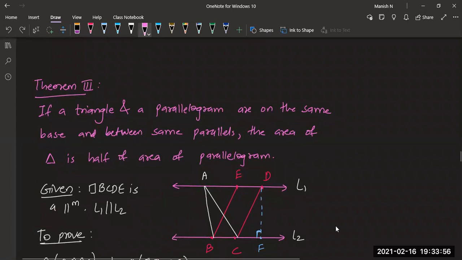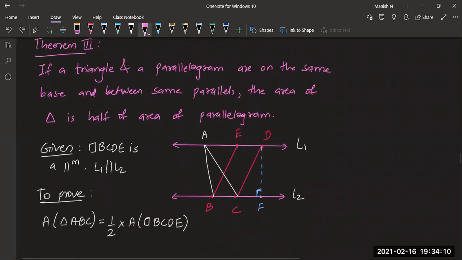So if you consider this diagram, we can say that line L1 is parallel to line L2 and quadrilateral BCDE, you all can see BCDE, it's a parallelogram, right? What do we have to prove? That area of triangle ABC, which is also between same base and same parallel, the common base here is BC, the same parallels are L1 and L2 because the height is constant. So we have to prove that area of this triangle is half of area of BCDE.